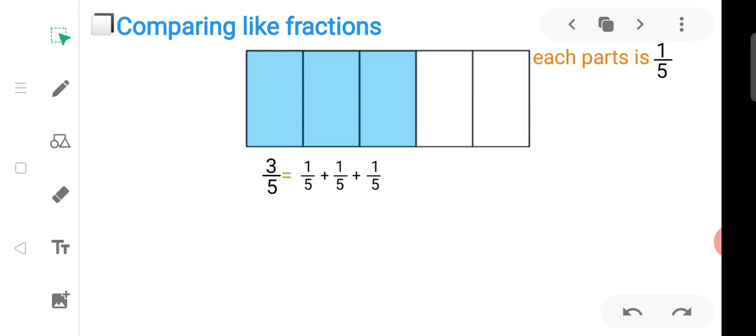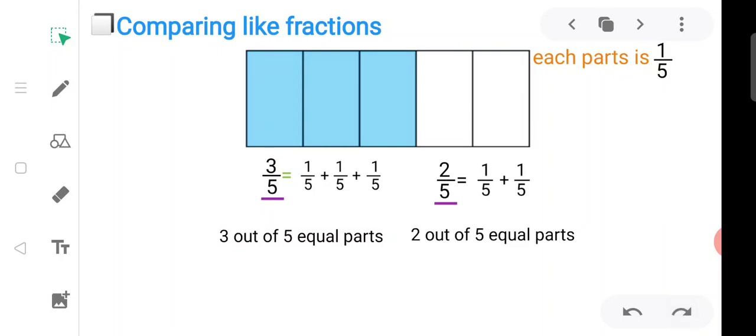How much white part is there? 2 upon 5. 2 upon 5 means 1 upon 5 plus 1 upon 5. See, 3 upon 5 means 3 out of 5 equal parts, and 2 upon 5 means 2 out of 5 equal parts. Now can you tell me which one is bigger? See here, the colored part is bigger than the white part. 3 out of 5 equal parts is always greater than 2 out of 5 equal parts.